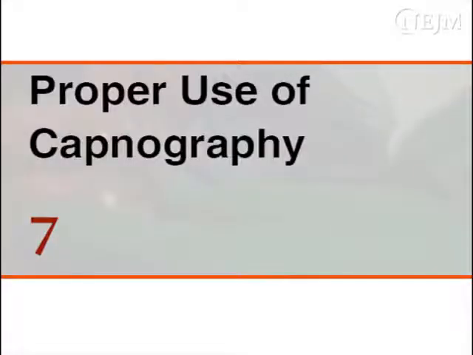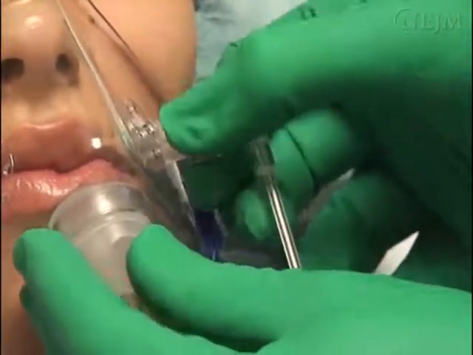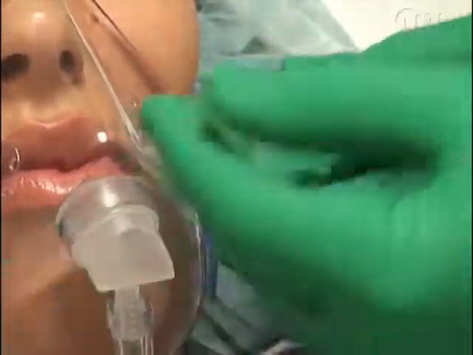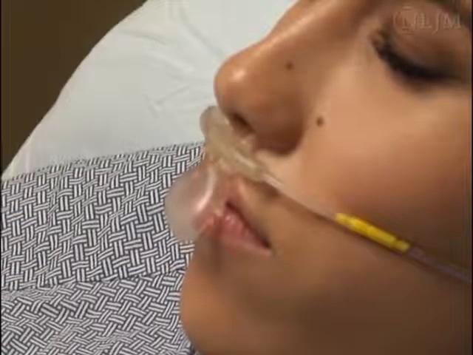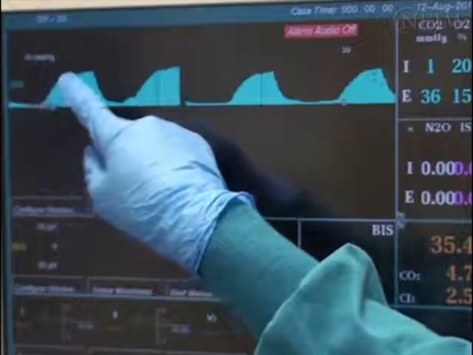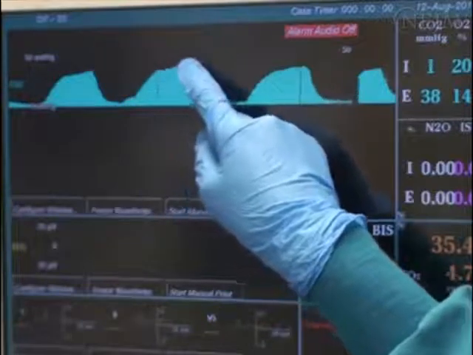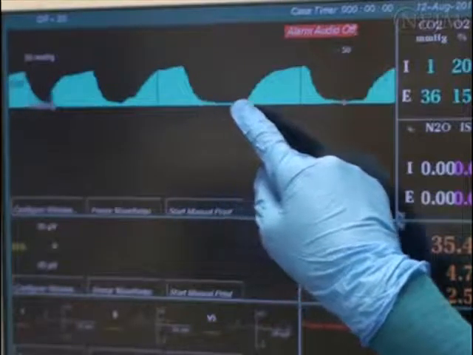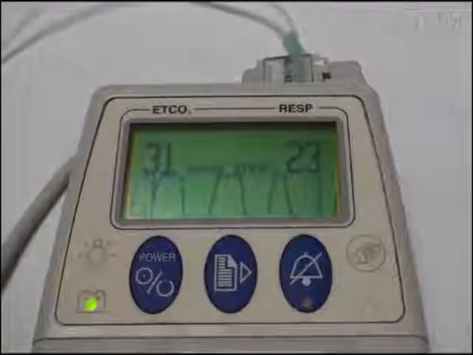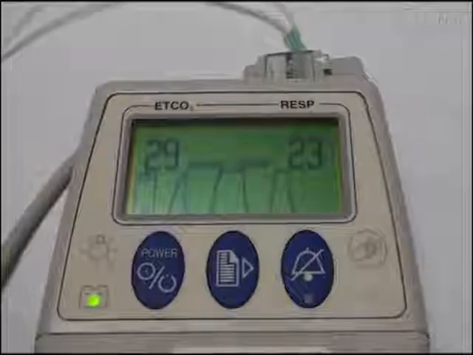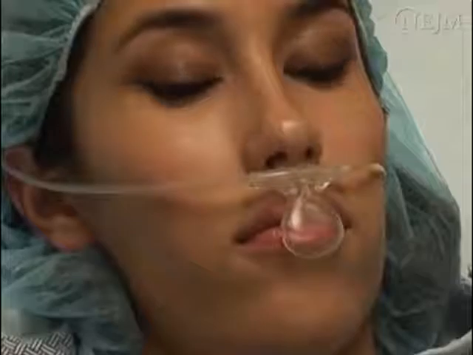Proper use of capnography. In patients who are not intubated, place the side stream sampling catheter close to the patient's airway, using either a face mask or a nasal cannula. Capnography should be started before treatment is begun, so that satisfactory baseline tracings of the patient's spontaneous respiration can be obtained and correct operation of the capnograph can be confirmed before any procedural sedation is administered. Any change in respiration can then be assessed relative to this baseline.